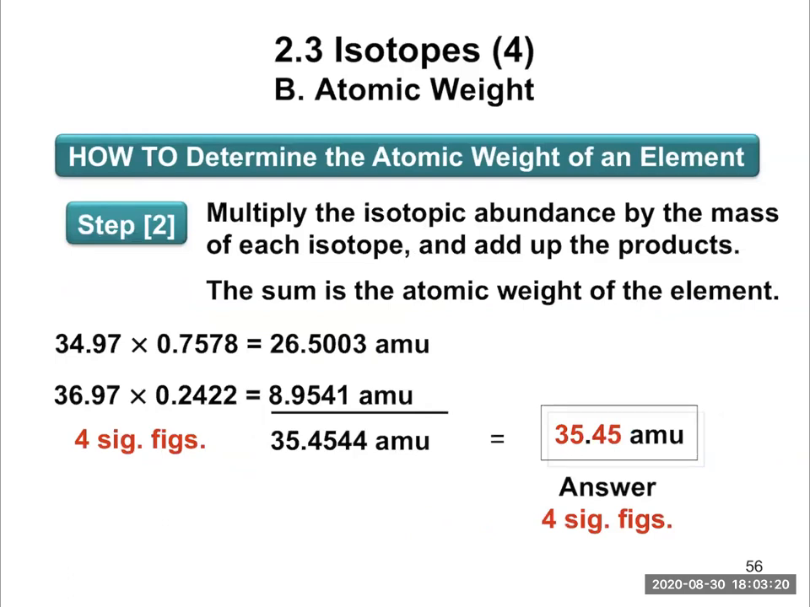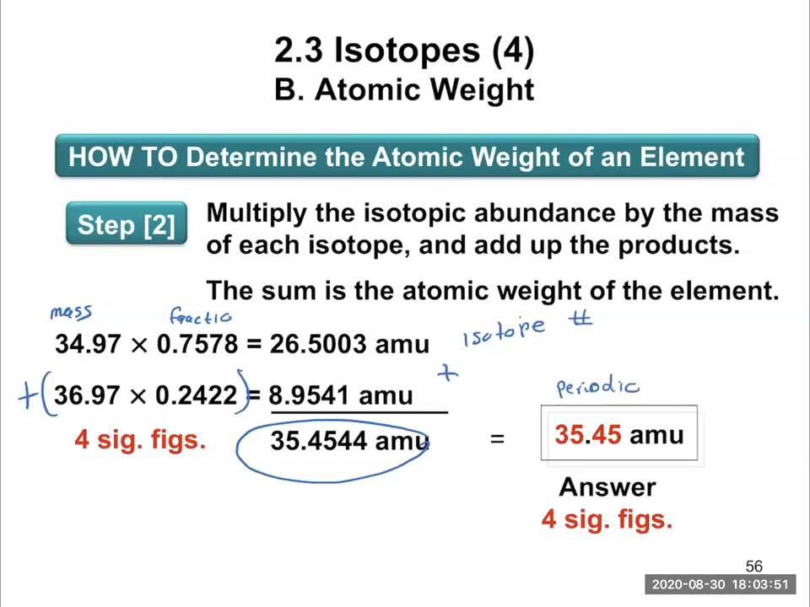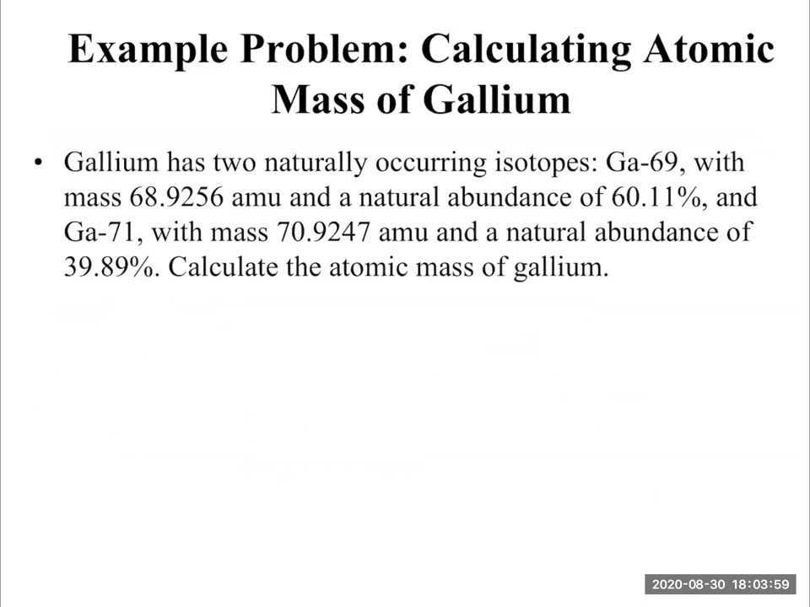Notice that the way we're going to do it is we take the mass times the fraction of the first isotope, isotope 1, and we add it to the mass times the fraction of the second number. And when we add these two numbers, you get this. This is the average. This is what you see in your periodic table. And it's the average of the two isotopes that exist. You don't have to know how many isotopes exist. That's something that I'll be providing for you. A question like this you'll get on the exam.